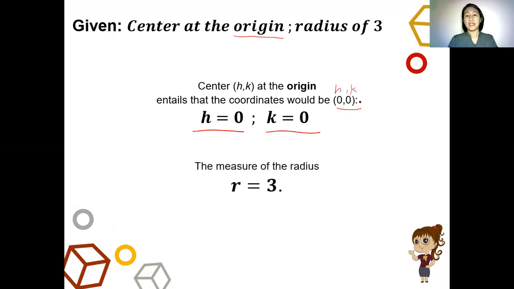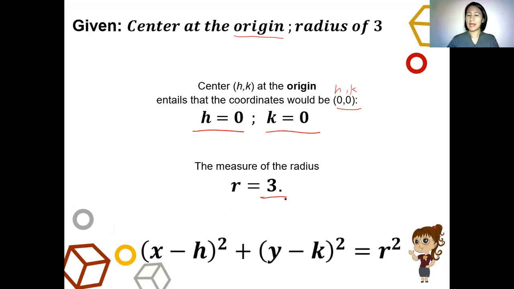Next, the radius is given already. Radius is 3. So we already have the essential parts of it: h, k, and the radius r. We can now identify our equation by substituting it in the standard form. Now, this is the standard form of the equation. We know that h here is the x-coordinate of our given center, so this will become 0. And k will also become 0.